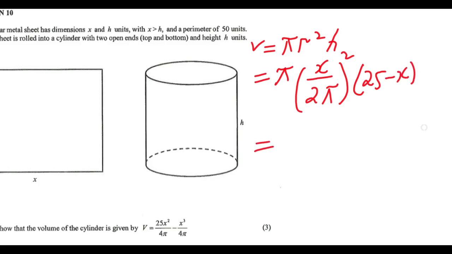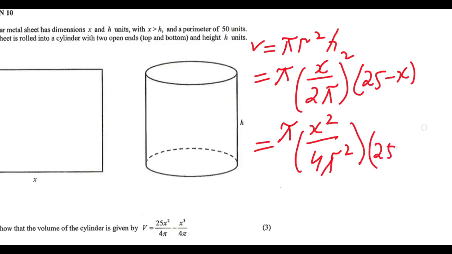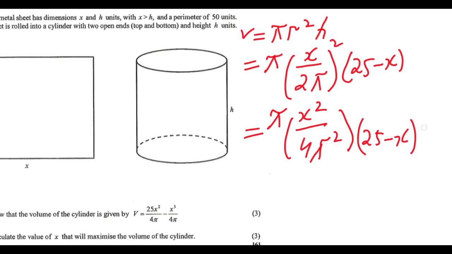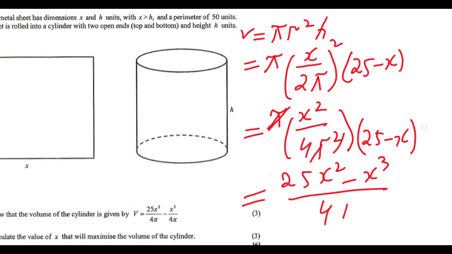Now we're going to solve further. Pi, this becomes x square over 4 pi square, times 25 minus x. Now we need to simplify. This pi cancels with this one pi, so we're only left with x square over 4, and when I multiply it becomes 25x square. Then x square multiplied by x becomes x cube, and at the bottom is 4 pi, because one pi is cancelled.